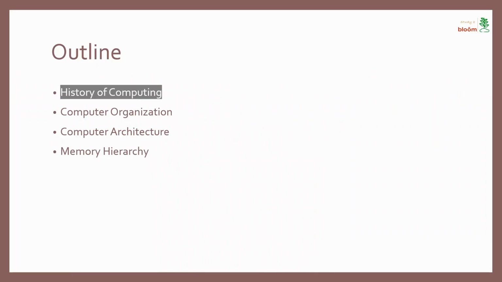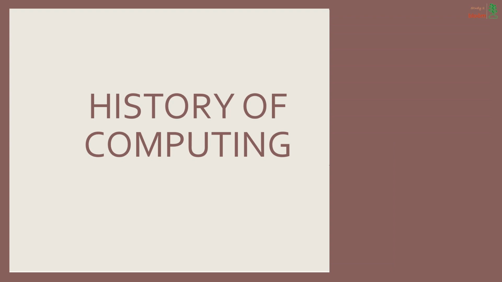Today we are going to discuss the second chapter of A-level ICT subject, Introduction to Computer. This chapter has four main items: history of computing, computer organization, computer architecture, and memory hierarchy. First, let's learn about the history of computing. Let's now see what's the history of computing.